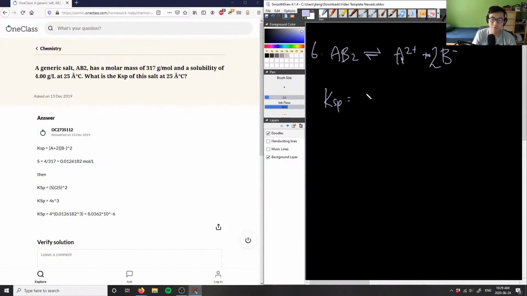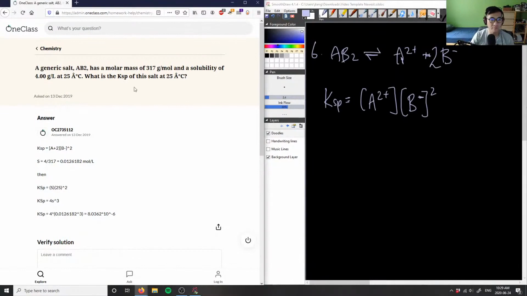Ksp is going to equal the concentration of our products. So I'm going to have A 2 plus, and then B minus, but we have to include this coefficient, so this is going to be B minus squared, because the coefficient of 2 goes in the exponent of the concentration. So what do we have? We have a molar mass of 317 and a solubility of 4.0 grams.